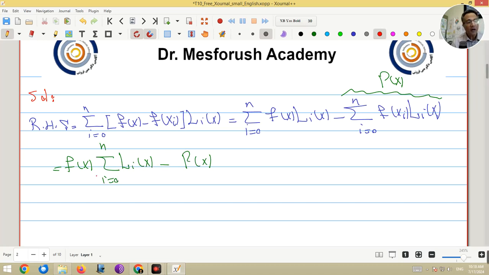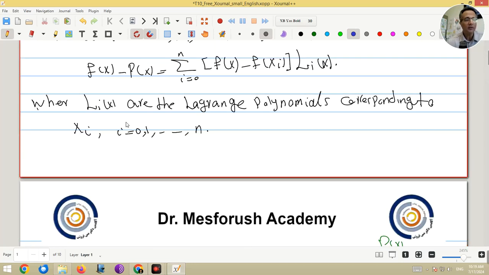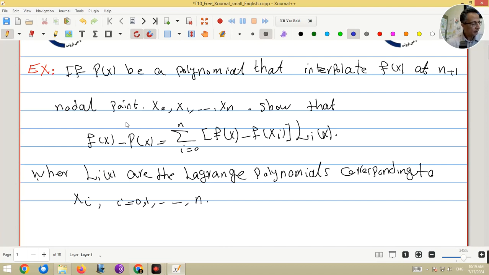But I proved in the two previous problems this summation is equal to 1. Okay? Move back to two videos before. So I will have something like this. This is equal to f of x minus p of x, and this is the left hand side. Easy. I proved the problem easily. There are no difficulties in this problem.